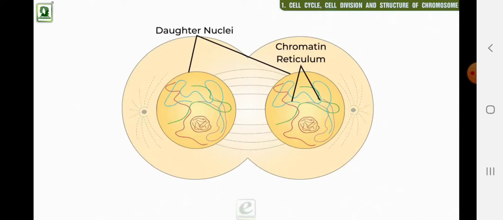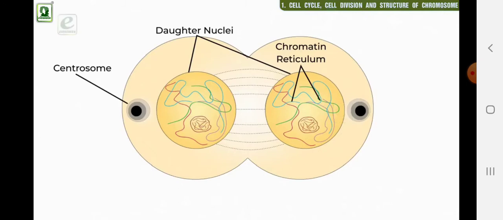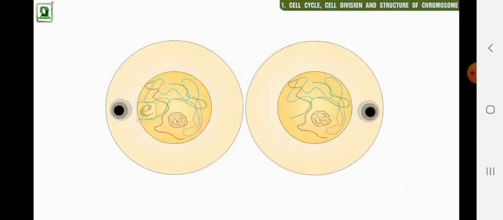Spindle fibers and astral rays disappear. The centrioles duplicate. They are surrounded by centrosphere, again producing centrosome near each daughter nucleus. The process of karyokinesis is followed by cytokinesis.